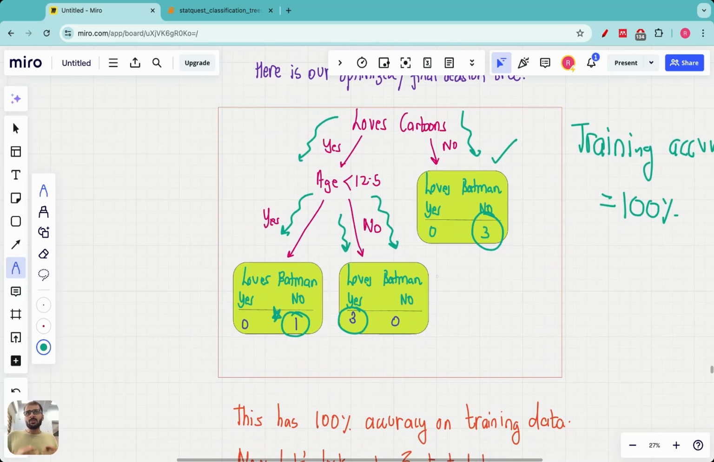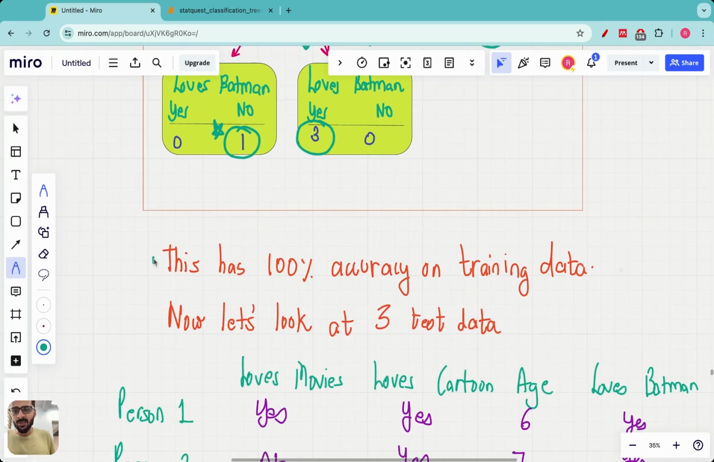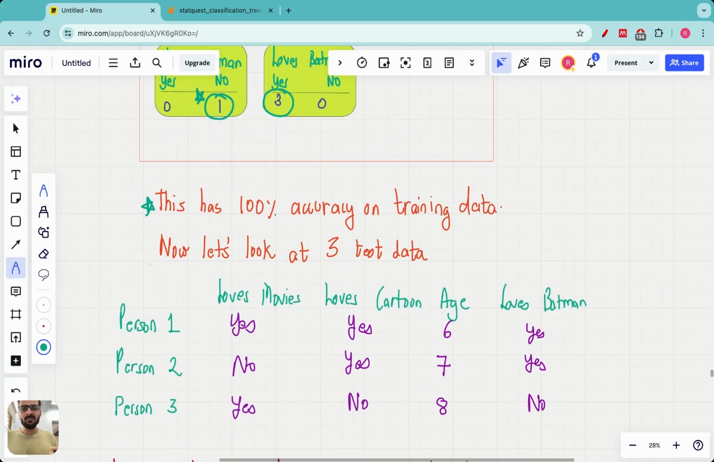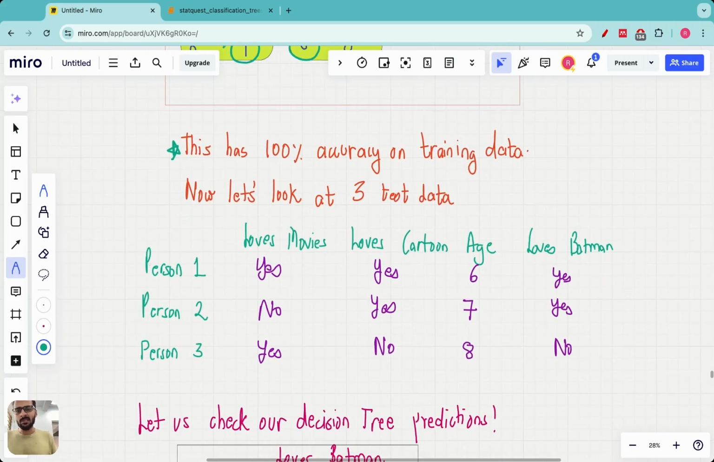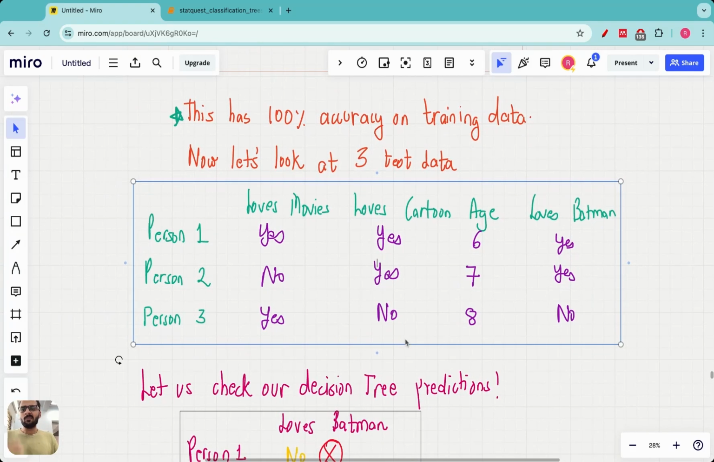But today's lecture is not about training accuracy. It's more about testing and generalization. Let me explain that further. So this decision tree, as I mentioned, has 100% accuracy on the training data. But now let's look at some testing data examples. So let's say we have three people in the testing data, and let me mark them with a rectangle. This is my testing data over here. I have person 1, I have person 2, and I have person 3.